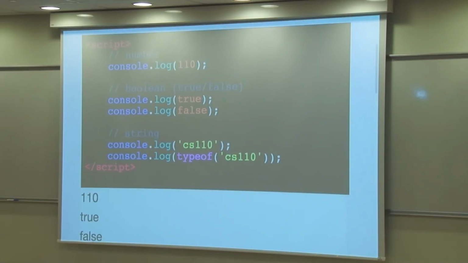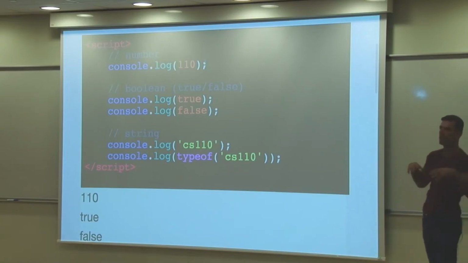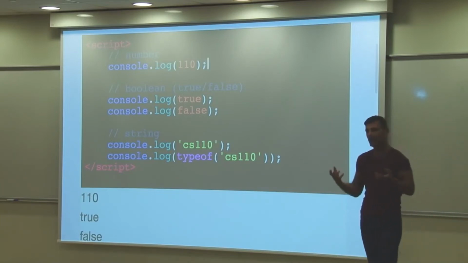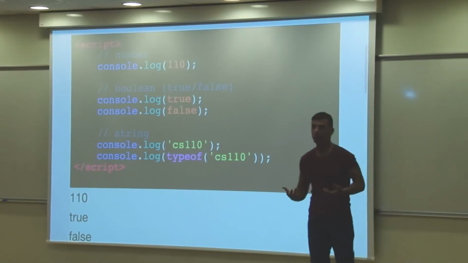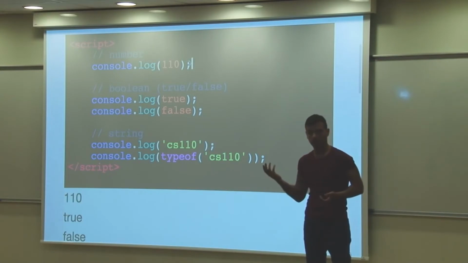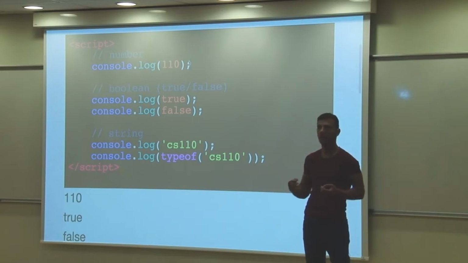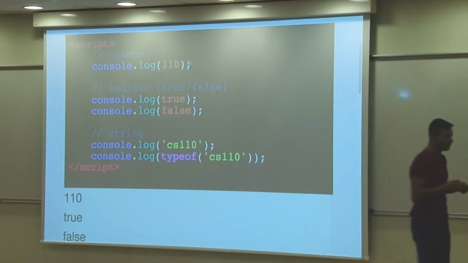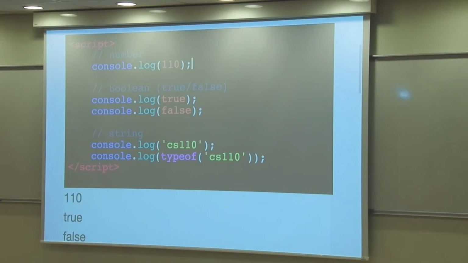Okay. Now we have an understanding of how to run JavaScript, and we know what console log is. Let's actually get into the language. The language of JavaScript has values, like numbers, like text or strings. It has a notion of Boolean, true or false. For example, an example of a number is 110, and I can just console log 110 and it will print 110. We also have Booleans, true or false, and we have strings.